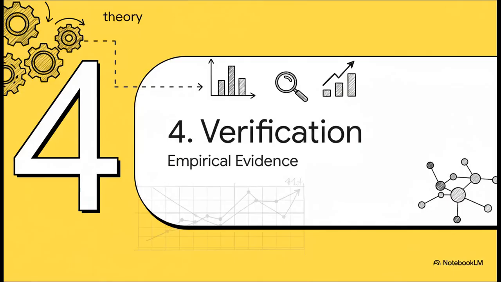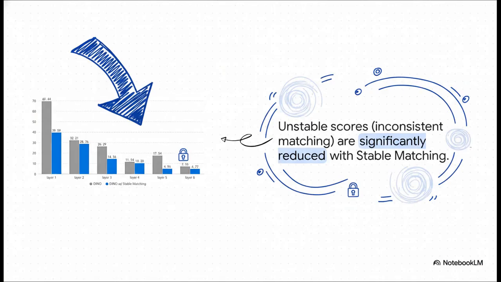All right, section 4, verifying stable matching. The theory sounds great, right? It's compelling. But the real question is, does it actually work in practice? Let's look at the evidence. And this chart is pretty much the smoking gun. It's measuring what they call the unstable score, basically the percentage of times a query gets matched to different things in adjacent decoder layers. The gray bars are the original Dino model, and the blue bars are stable Dino. I mean, just look at that. The reduction in instability is massive, and it's there in every single decoder layer. It's just clear, direct proof that the solution is doing exactly what it was designed to do.